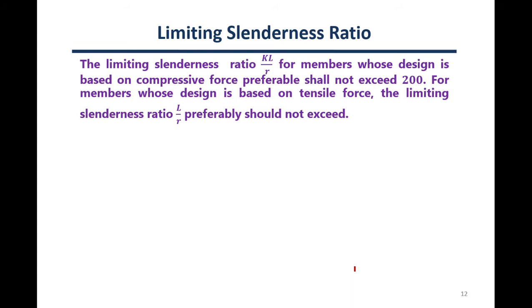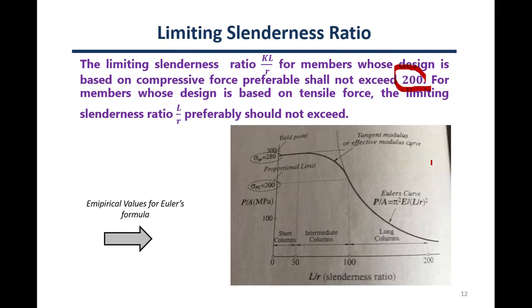Okay, for the limiting slenderness ratio, KL over r for members whose design is based on compressive force, preferably shall not exceed 200. Actually, dapat hindi sumasobra. For members whose design is based on tensile force, the limit of the slenderness ratio L over r probably should not exceed. So, ito yun, di ba? Remember, ito yung ating Euler's curve. Ito yung proportion, 200 in proportion limit. Kasi pag medyo sumusobra na yan, magkukatay sa yield point natin yan. Di ba?